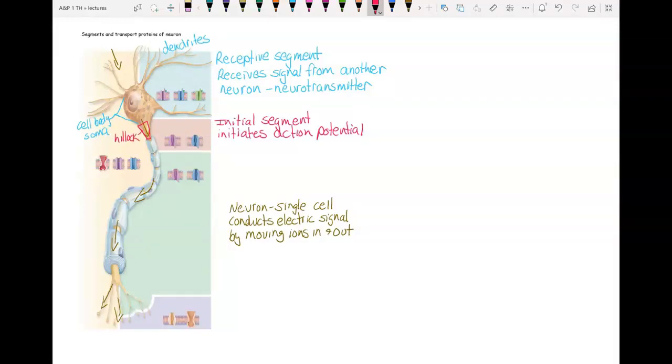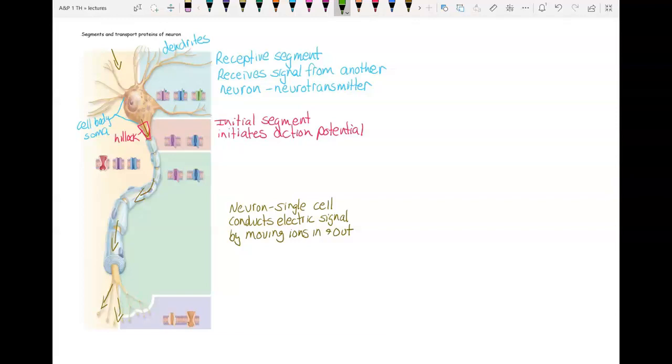Okay, think about when you hear gossip. Somebody tells you a rumor, so you receive that information. So your ears are like the receptive segment. Then you have to decide if you want to repeat that rumor to someone else and spread the gossip. That's what the hillock does. So signals are coming in to the dendrites and the cell body, and the hillock has to decide if it's going to repeat that signal through this neuron and send it on to the next neuron.